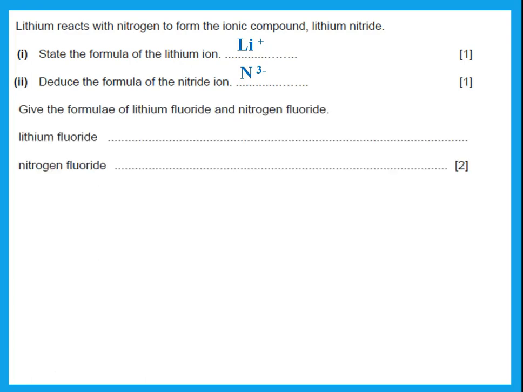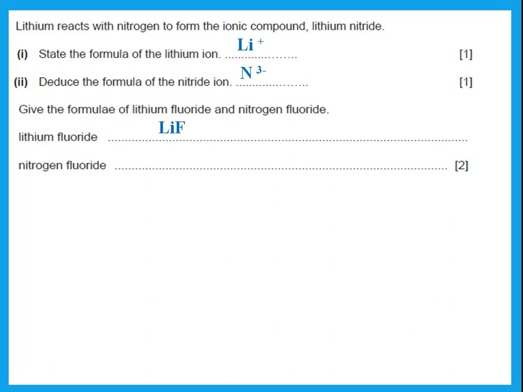Okay, so give the formula of lithium fluoride. Lithium fluoride, then I'm going to write lithium, Li, fluorine, F, and the valency of lithium is what? 1, and the valency of fluorine is 1. So that is lithium fluoride.